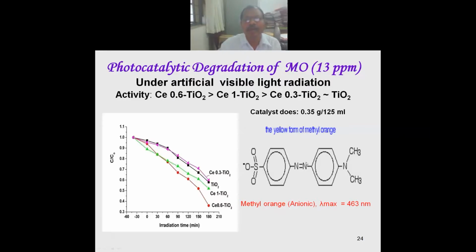This is an anionic dye which absorbs at 463 nanometer, and this is the photocatalytic activity using different developed catalysts. This is for TiO2. This is using Ceria 0.3% TiO2, Ceria 1%, Ceria 0.6%, and Ceria 0.6%. That gives the better activity compared to the other TiO2 samples.